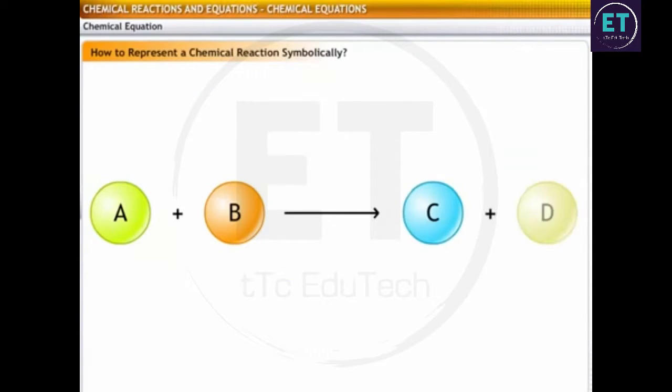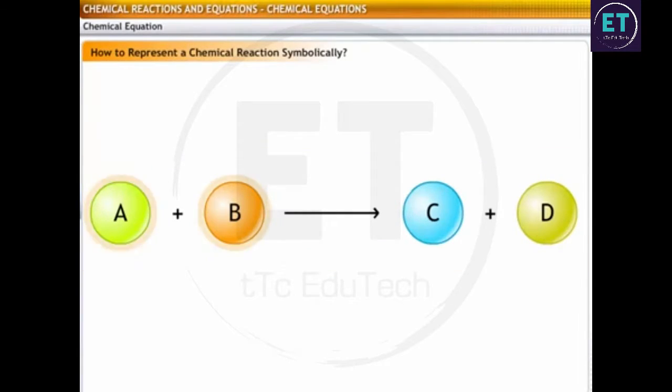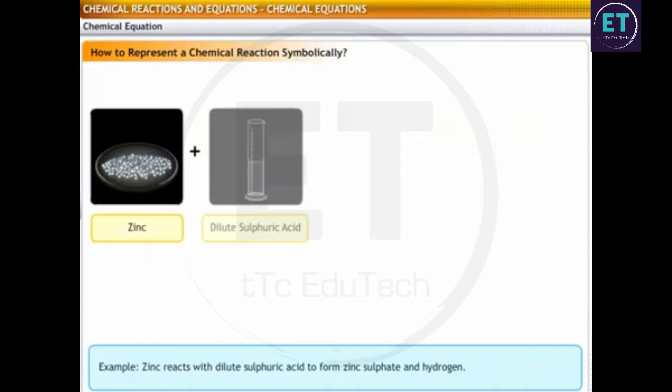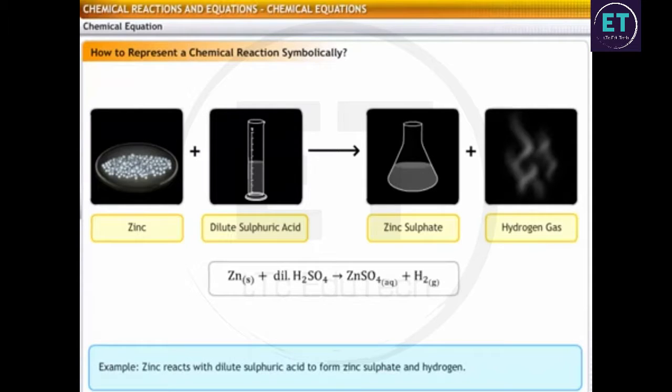A chemical reaction is typically expressed in terms of a chemical equation. A chemical equation indicates the components in a reaction, the physical state of each reactant, and the products of a reaction. Thus, a chemical equation is a symbolic representation of the reactants and the products, using their chemical formulae. For example, zinc reacts with dilute sulfuric acid to form zinc sulfate and hydrogen gas. This is represented in the form of an equation, as shown here. Solid zinc reacts with dilute sulfuric acid to form an aqueous solution of zinc sulfate and hydrogen gas.